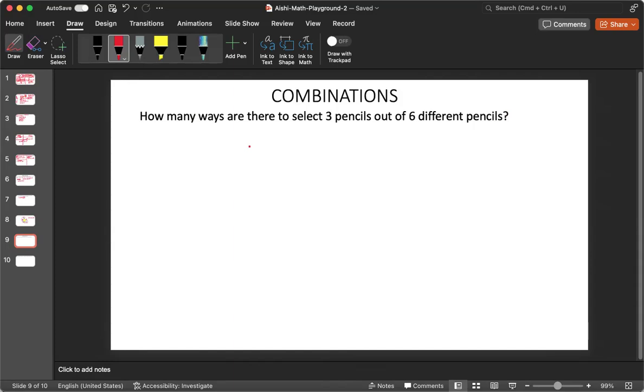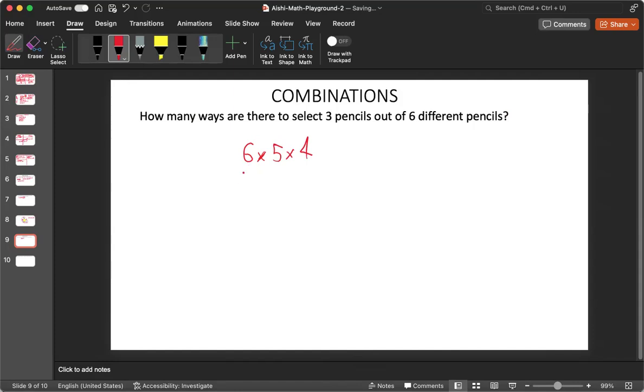For the first pencil, we have 6 choices, and for every 6 choices for the first pencil, you have 5 choices for the second. And then for the last pencil, you have 4 choices. But that's not what we're going to do. This is how we can order it. But we have to find how many groups we can make.